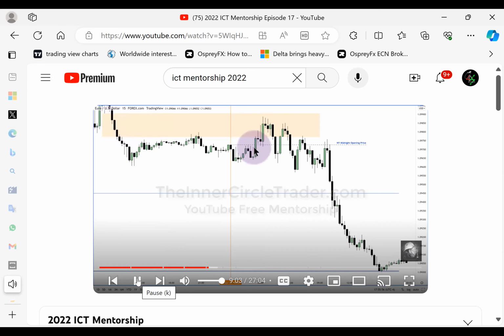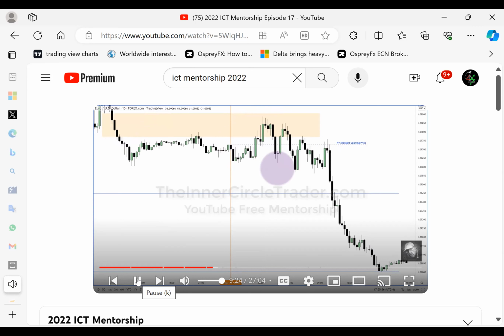Okay, so the market trades up into that. Here is the midnight New York local time candle on the 15-minute time frame chart. Opening price is here, extended out throughout the day. That is your midnight New York candle opening price.